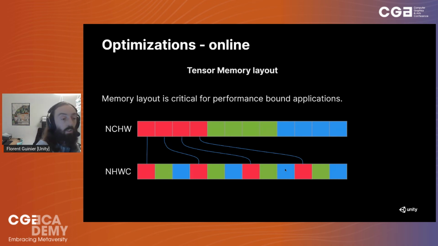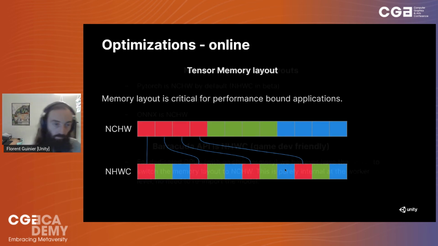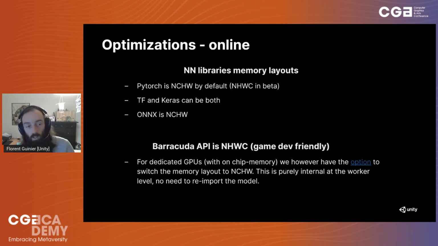But if the channel is actually the second item on that rank 4 tensor, then what is contiguous is W. And that has performance implications. The funny thing is that some libraries export in one mode, some libraries export in another. And it has an impact both on the implementation of your operator as well as the architecture of the model itself.